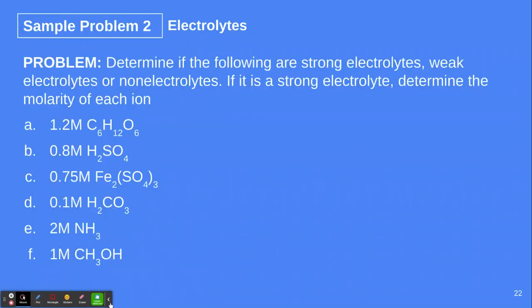So in these examples here, I want you to determine if they are a strong electrolyte, a weak electrolyte, or a non-electrolyte. If it is a strong electrolyte, meaning a strong acid, strong base, or an ionic salt, then you need to figure out the molarity of each ion. Otherwise, the molarities are pointless. You don't have to deal with them for the weak electrolyte or the non-electrolytes.